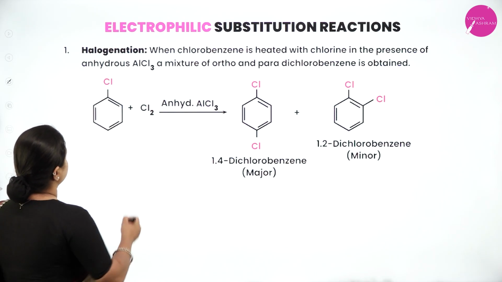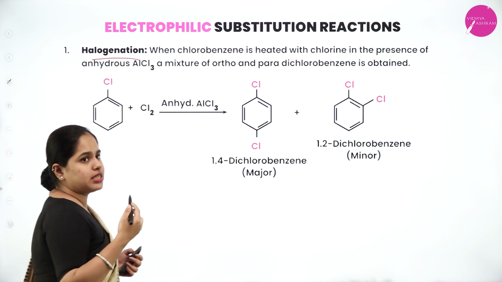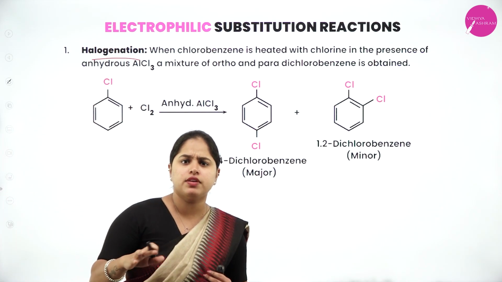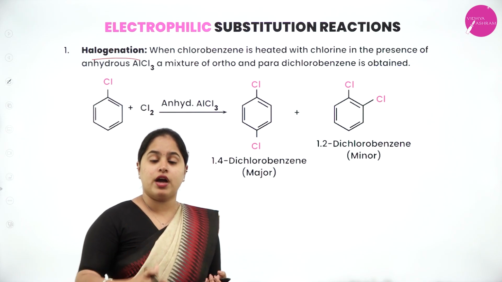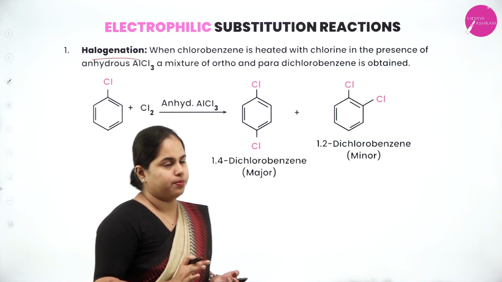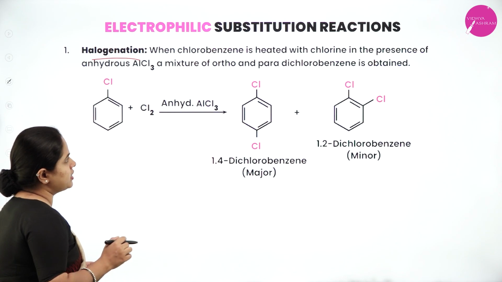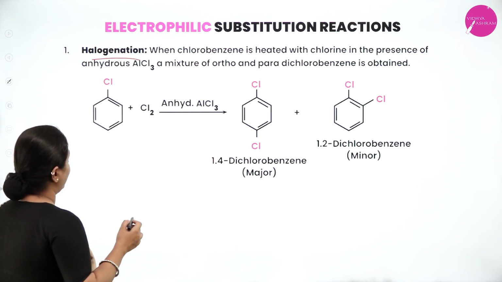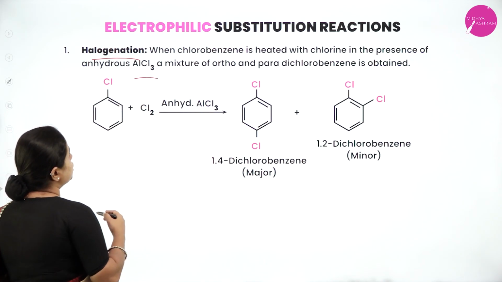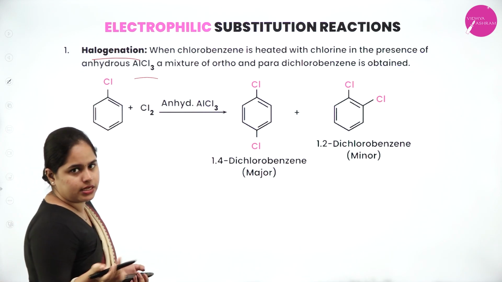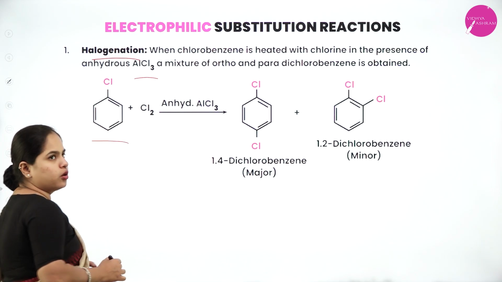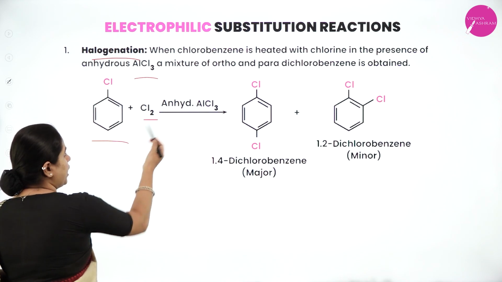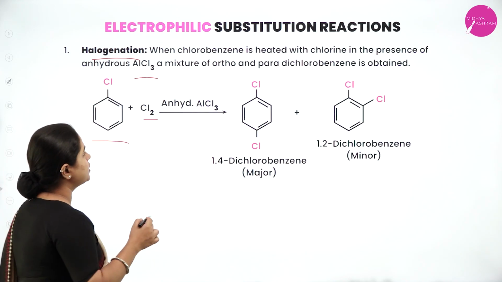Now, the first reaction is halogenation. So, from the name itself, we can understand halogenation means we are going to add halogen, right? Or we are going to substitute halogen. Okay. So, when chlorobenzene is heated with chlorine in the presence of anhydrous aluminum chloride, a mixture of ortho and para dichlorobenzene is obtained. So, we have already taken a chlorobenzene here, right? To which we are adding chlorine.